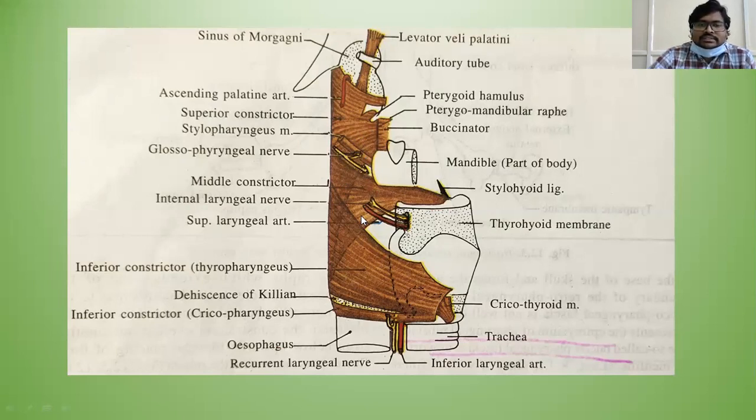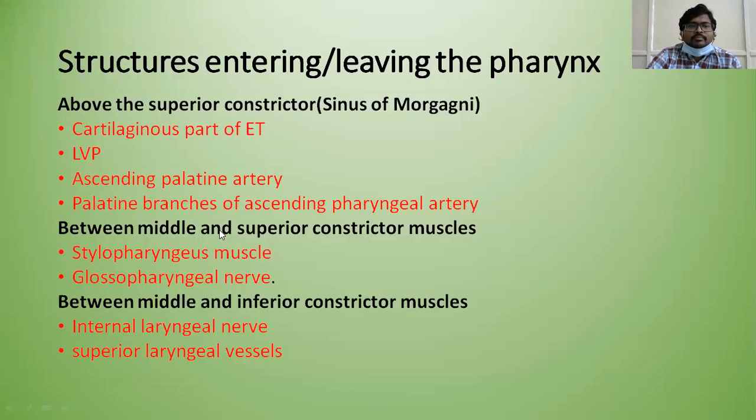Now coming to the structures that are passing between the middle constrictor and inferior constrictor, they are the internal laryngeal nerve and superior laryngeal artery. Finally, the structures that are present below the inferior constrictor, in the tracheoesophageal groove, are the recurrent laryngeal nerve and inferior laryngeal artery. This is an important 4 marks question for you. Sinus of Morgagni is a 2 marks question for you.